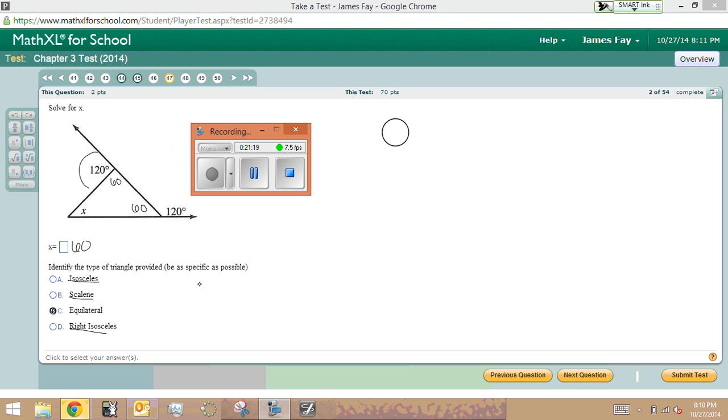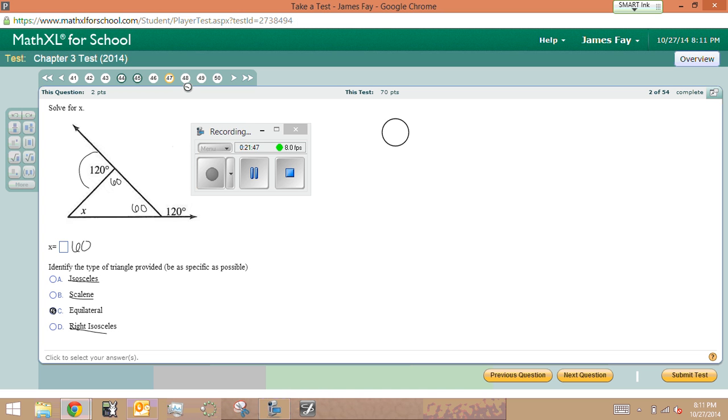Remember, we talked about a corollary that said all equilateral triangles are also equiangular, and that's what we have here. We have an equiangular triangle, so it must be equilateral as well. Okay, so option C is our best choice there. And like I said, you could have called it isosceles because all equilateral triangles are isosceles, but isosceles is not a better answer for this particular triangle than equilateral. Remember, equilateral is the most specific.